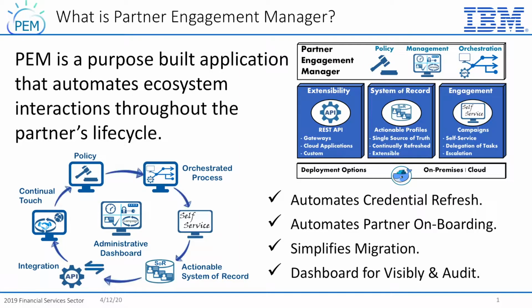IBM PEM is a self-service tool that significantly reduces the time and resources required to onboard new partners while managing and maintaining existing partners. Using PEM, we can automate the onboarding process, which can limit the costly manual errors and increases efficiency as partners can maintain their own records.